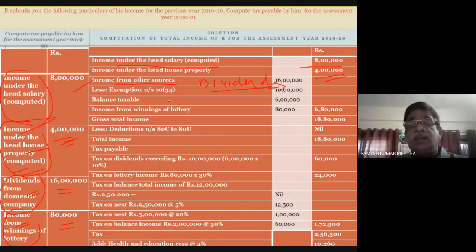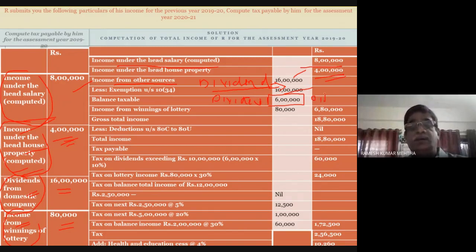However, over and above, it will be charged at a rate of 10%. So in this case, 16 lakh rupees is the total dividend income. 10 lakh rupees is exempted, and on the remaining 6 lakh rupees, a tax is levied at the rate of 10%. So that is what I have shown. Dividend income is 16 lakh rupees, exemption is 10 lakh rupees, and the remaining dividend income is going to be taxed at a rate of 10%.